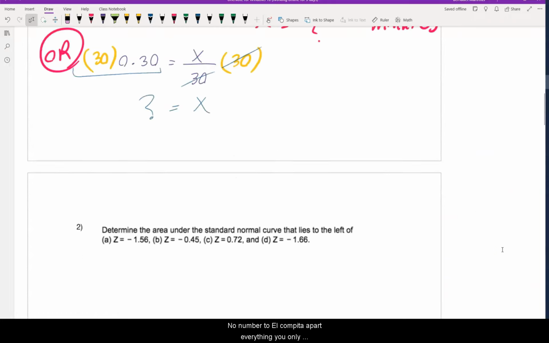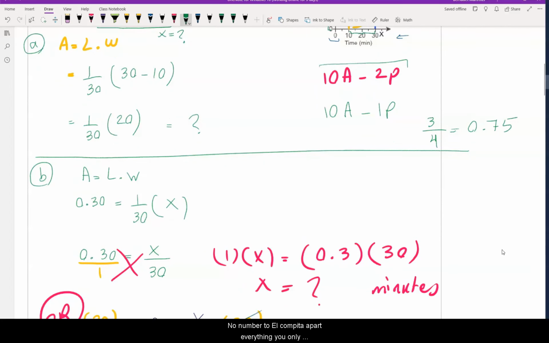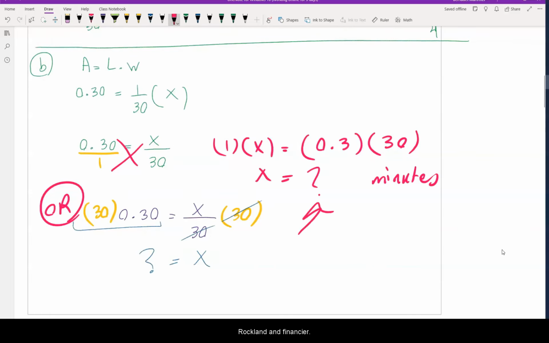Now, number 2, so complete that part. I did everything. You only need to divide and find the answer for that one, and then find the answer here. And I said we have these 2 methods. You can solve using either one of these methods.